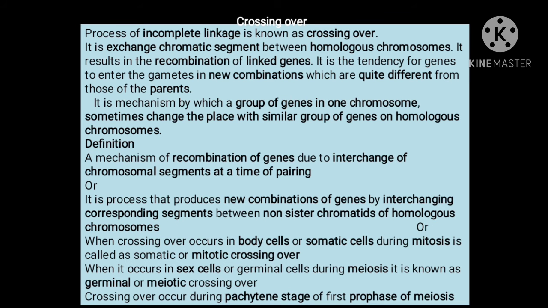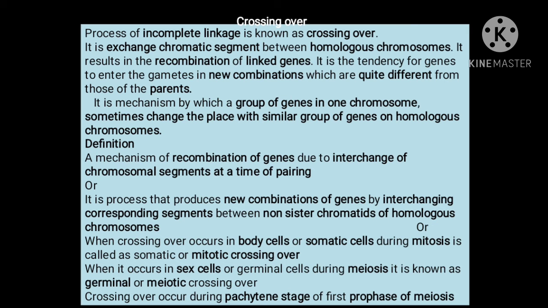The process of incomplete linkage is known as crossing over. It is the exchange of chromatid segments between homologous chromosomes. It results in the recombination of linked genes. It is the tendency for the genes to enter the gametes in new combinations which are quite different from those of the parents. It is the mechanism by which a group of genes on one chromosome sometimes changes place with the similar group of genes on a homologous chromosome.